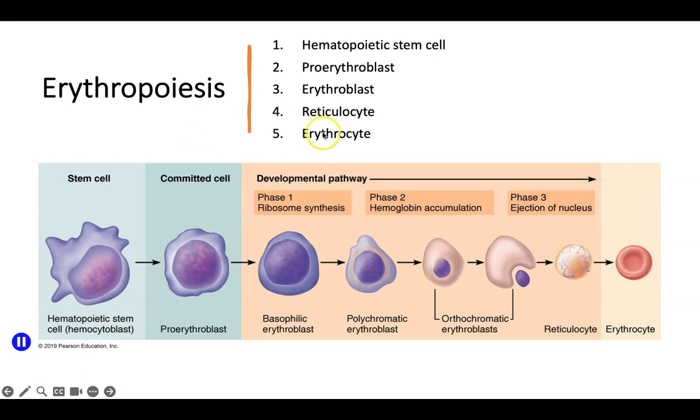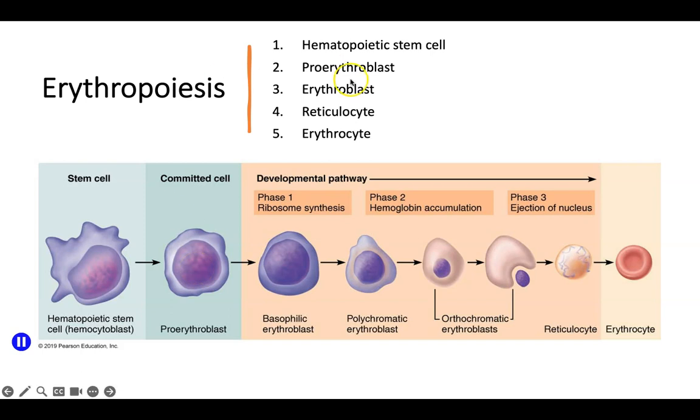So you can see here that we're going through 5 major stages in this developmental pathway. You start with that hematopoietic stem cell. Remember, this is the source for all blood cells, including erythrocytes. In this case, that hematopoietic stem cell is going to differentiate into something called a proerythroblast. So at this point, this cell is now committed to becoming an erythrocyte. But it's still pretty far.